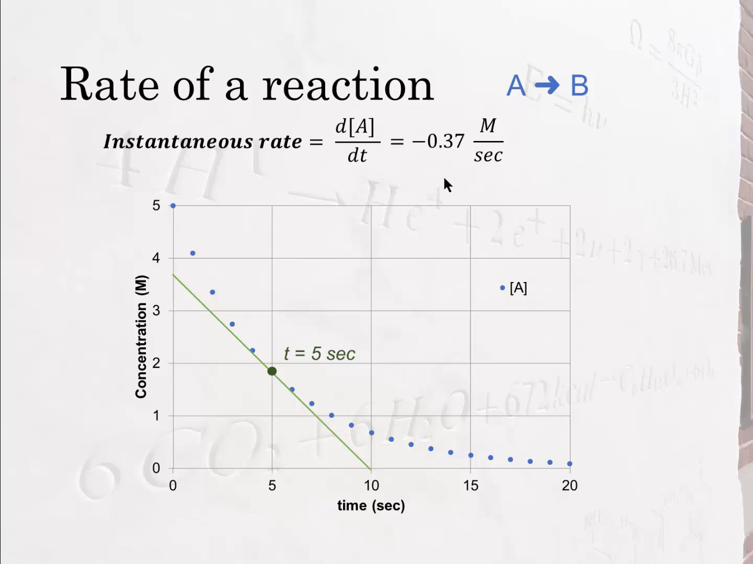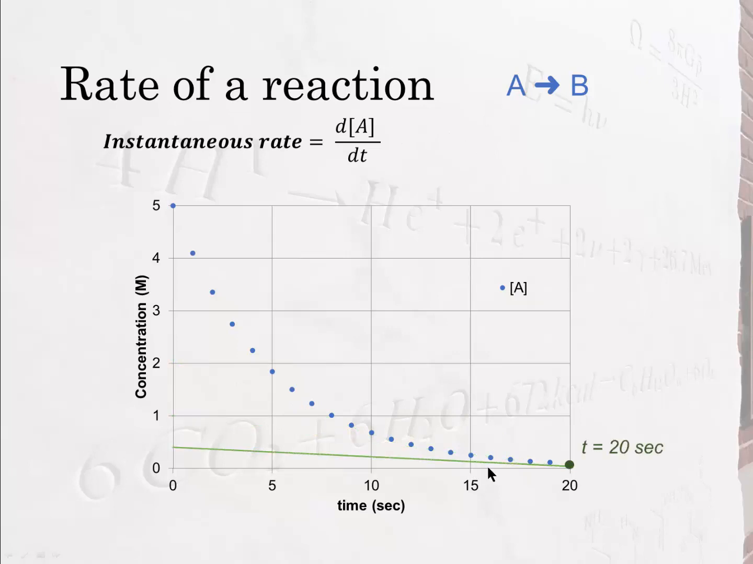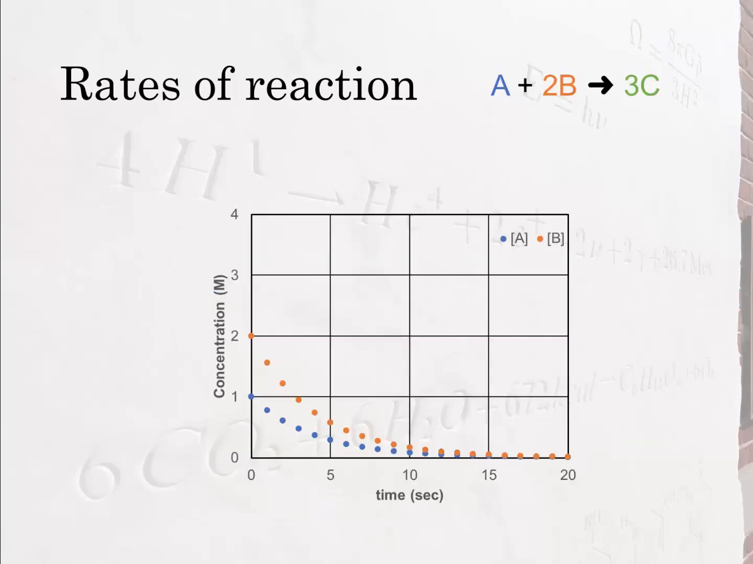Just like the average rate, the instantaneous rate of reaction is also decreasing with time. After 10 seconds, the slope of the tangent has decreased to negative 0.14 molar per second, and it continues to fall as the reaction proceeds towards completion. We will use both average and instantaneous rates of reaction during our discussion of kinetics in class.